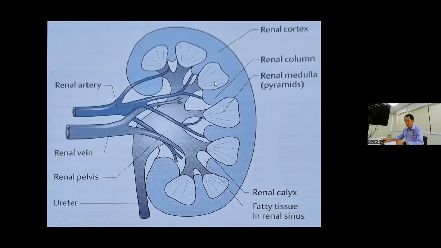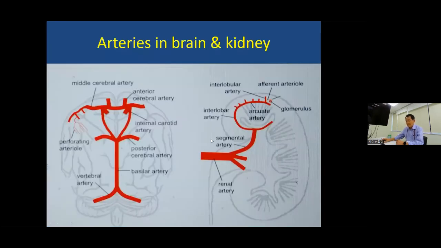Okay, so in between pyramids, there's the column of Bertin. So sometimes it makes a little bump here. Arteries, as I mentioned, branch and make an arcuate on top of the pyramids. Here, the branch arteriole comes in and the efferent goes through the glomerulus. I will show you more details. And just like in the brain, branching, just like the circle of Willis, and then finally there's a perforating arteriole, a similar pattern in the kidneys.